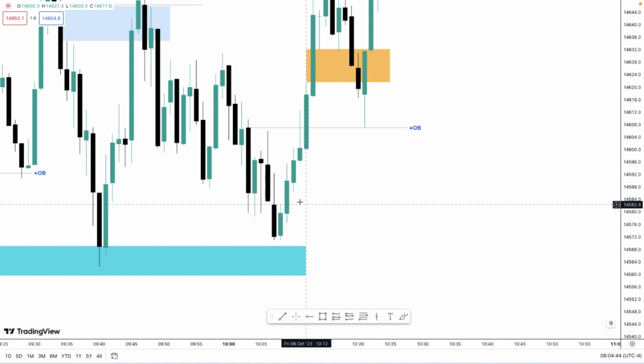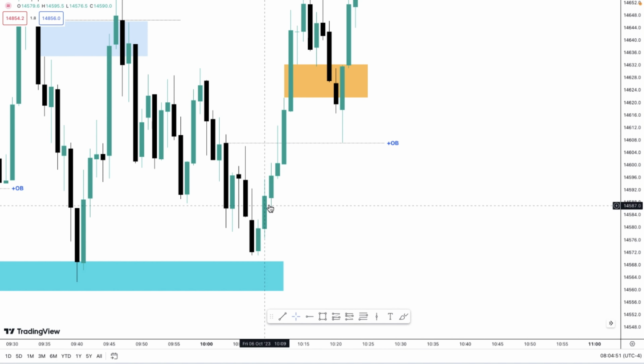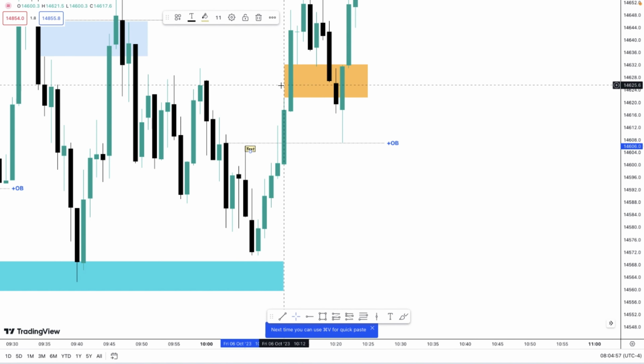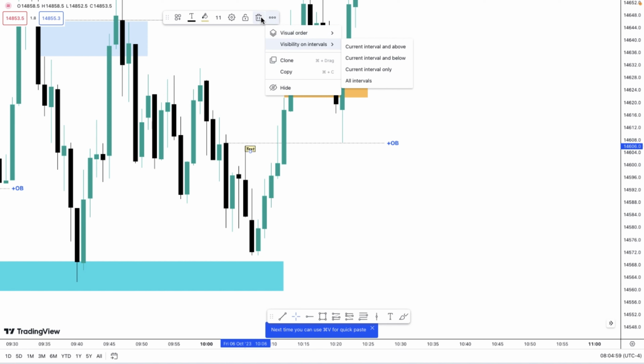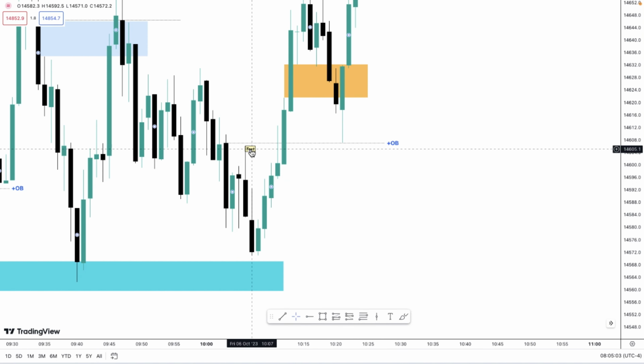But nevertheless, we have a swing high there that gets taken out impulsively with displacement. So that's a bullish market structure shift. As again, it's confirming a bullish buy program.